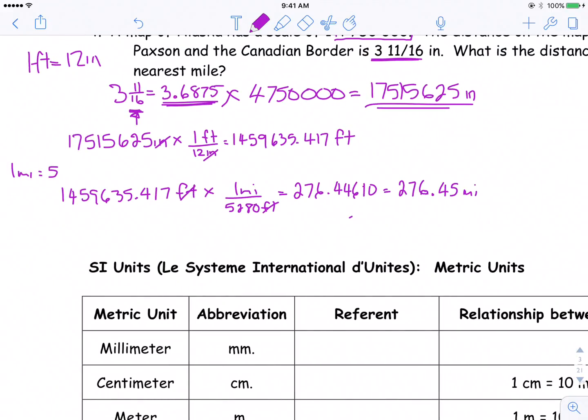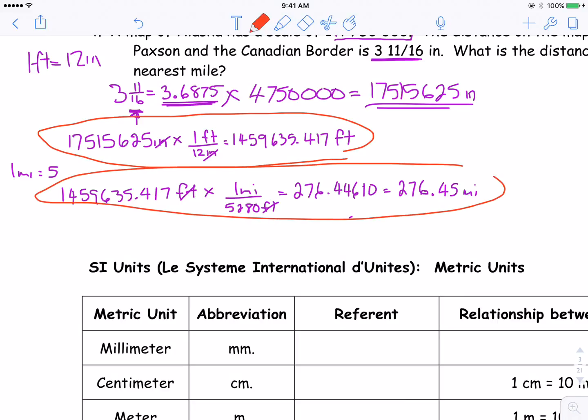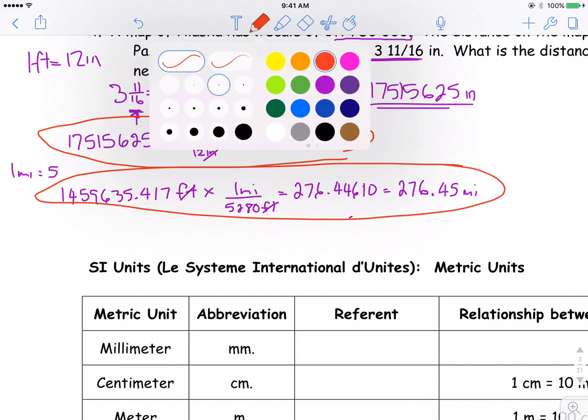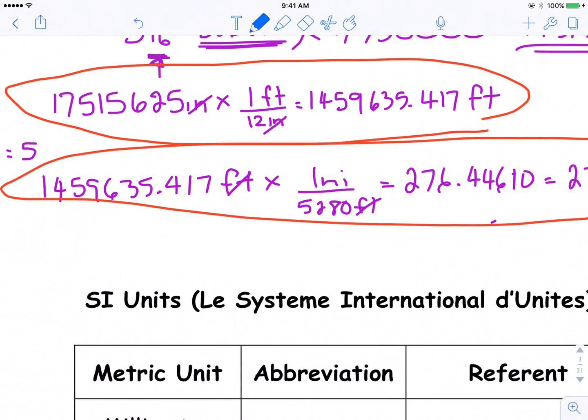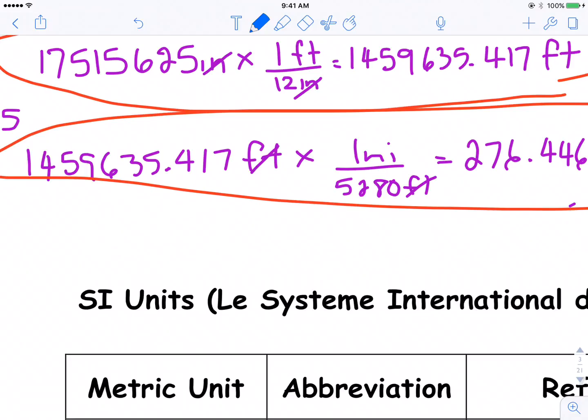Two-step question there. We have to convert the inches to feet and then the feet to miles. Here's the beauty of a conversion factor though, which I'll do in red. If I were using proportions, I would have one proportion that converted to feet and then another one that converted to miles, very similar to what I've done here. But what I'll do below in blue is use conversion factors like I have done, but do it all in one step.